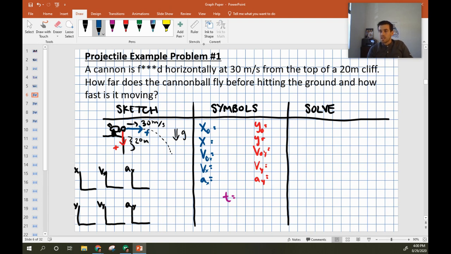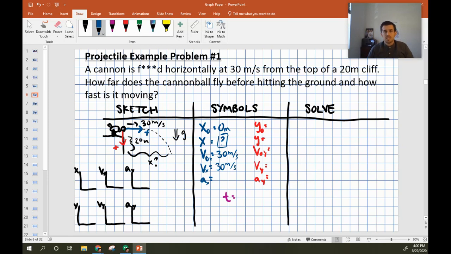So going down the list, initial position according to my coordinate system is 0 meters. Final position, I guess I should draw that in because that's really the question here. That's x. So that's our unknown. This is what we need to know. This is the big question. Our initial velocity is given to us. Since it's going horizontally, we know that all of the velocity is in the x direction. So that's 30 meters per second. And then the final velocity will also be 30 meters per second.